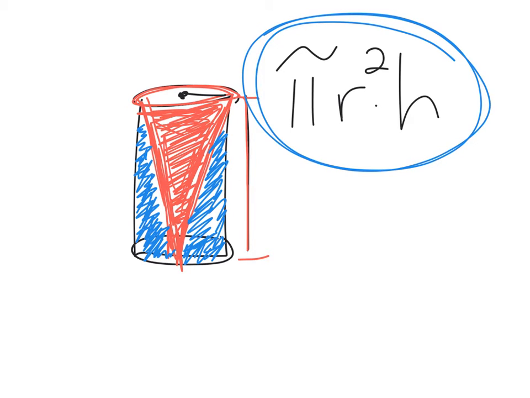It's only a third of that. So this whole cone is only a third. The other third of the cylinder is here and the other third is here. So we want to make sure we only calculate this middle cylinder here.